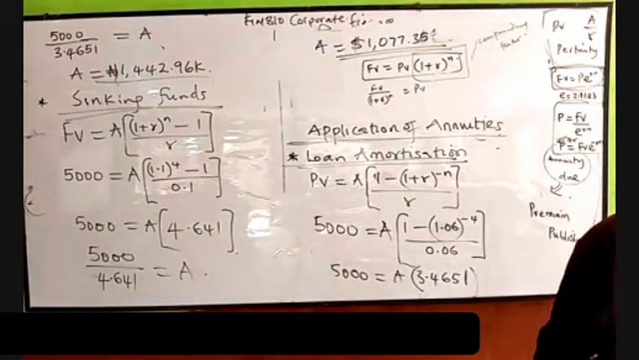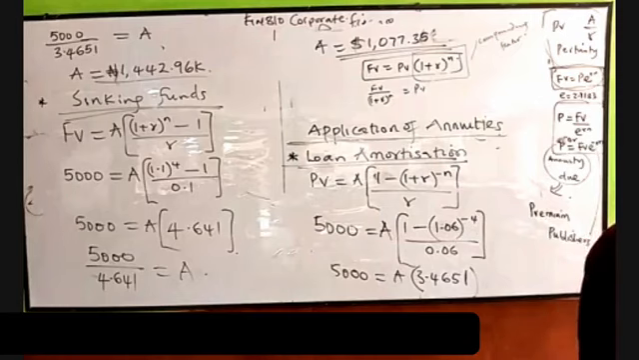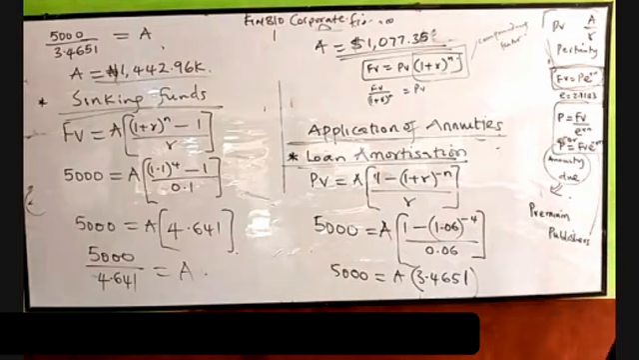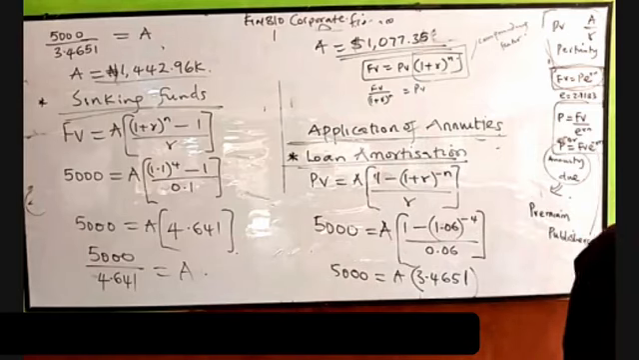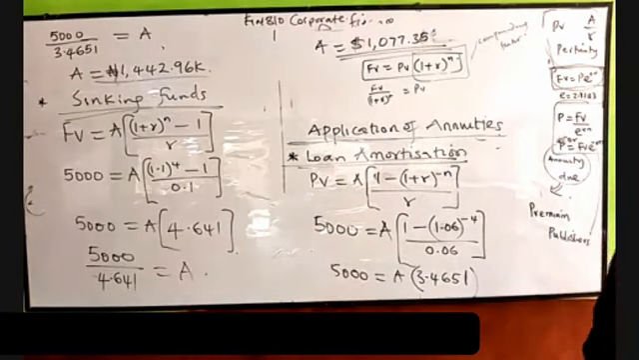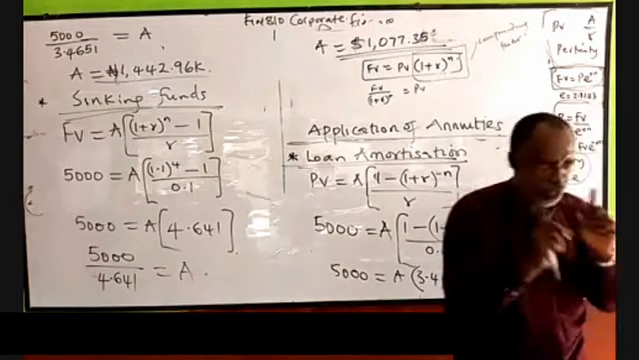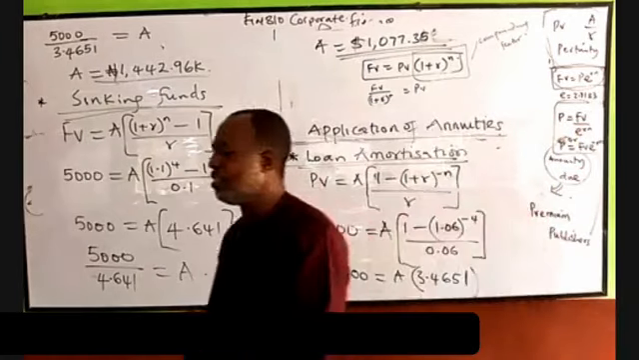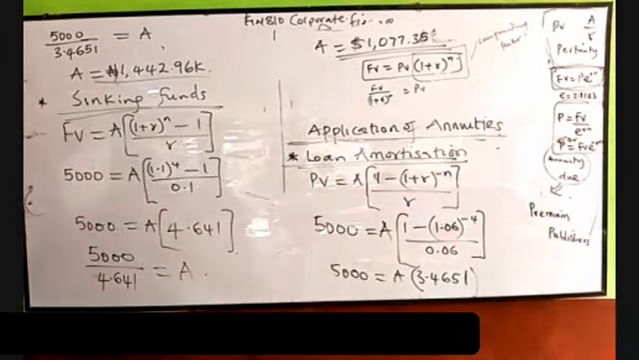But remember, annuity is a series of equal payments or receipts. There are 2 types of annuity. Ordinary annuity is annuity at the end of the year or end of the month. The other one is annuity due, at the beginning of the month. So that's a quick summary of what we did today.